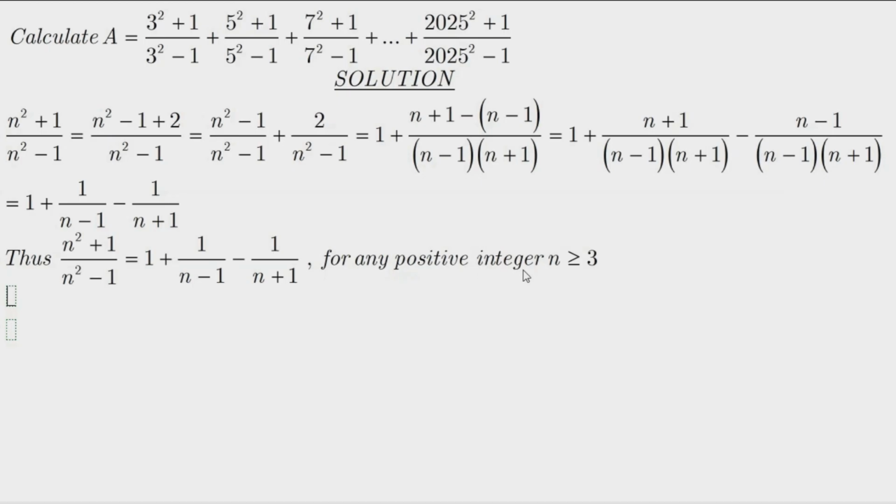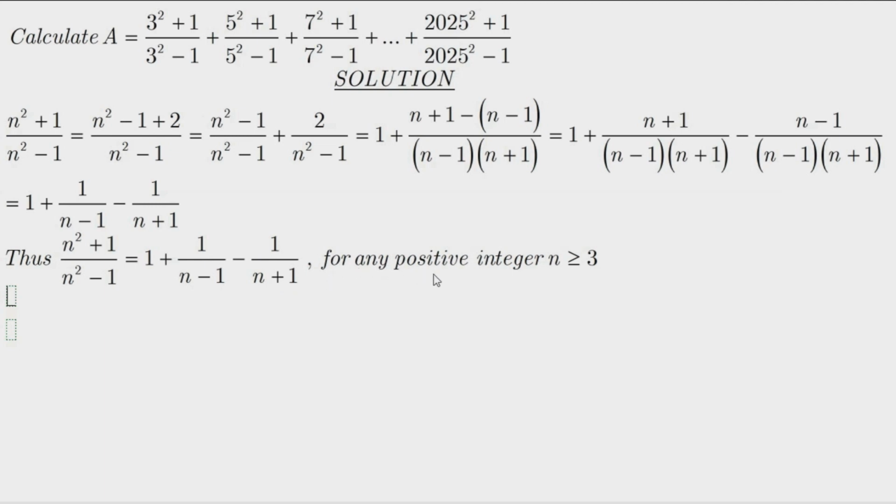This holds for any positive integer n greater than or equal to 3. As we can see, n will start from 3, 5, 7 until 2025, so n is odd numbers. Now we can calculate these fractions by following the general form, which is (n squared plus 1) divided by (n squared minus 1) equals 1 plus 1 divided by (n minus 1) minus 1 divided by (n plus 1).